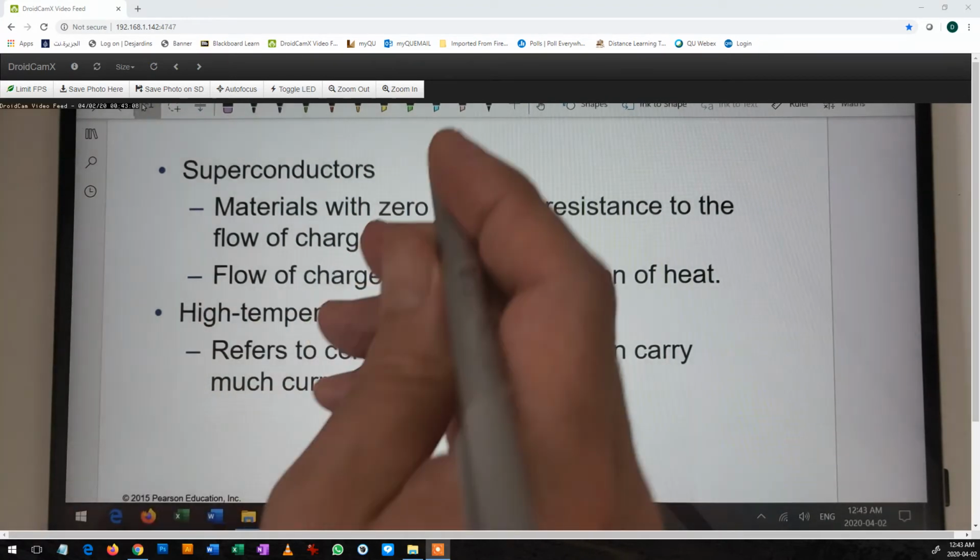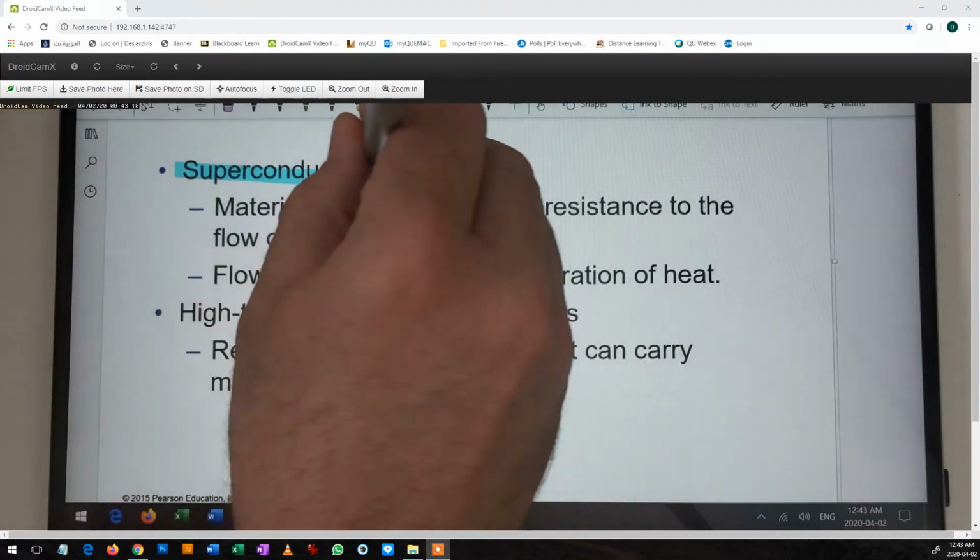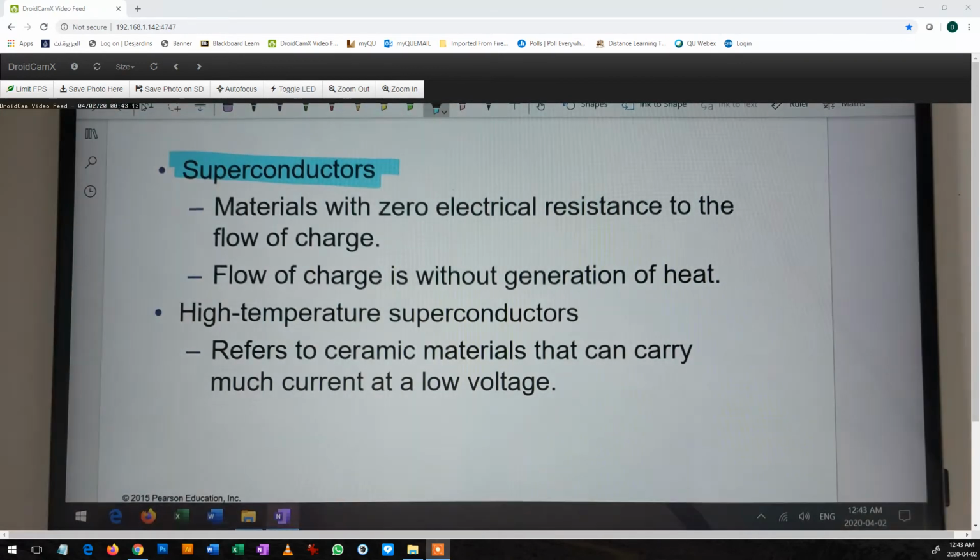الحين عندنا superconductors, materials with zero electrical resistance to the flow of charge. Flow of charge is without a generation of heat. ما في electrical resistance. يعني electrical resistance is equal 0. هلا high temperature superconductors refers to ceramic materials that can carry much current at low voltage.